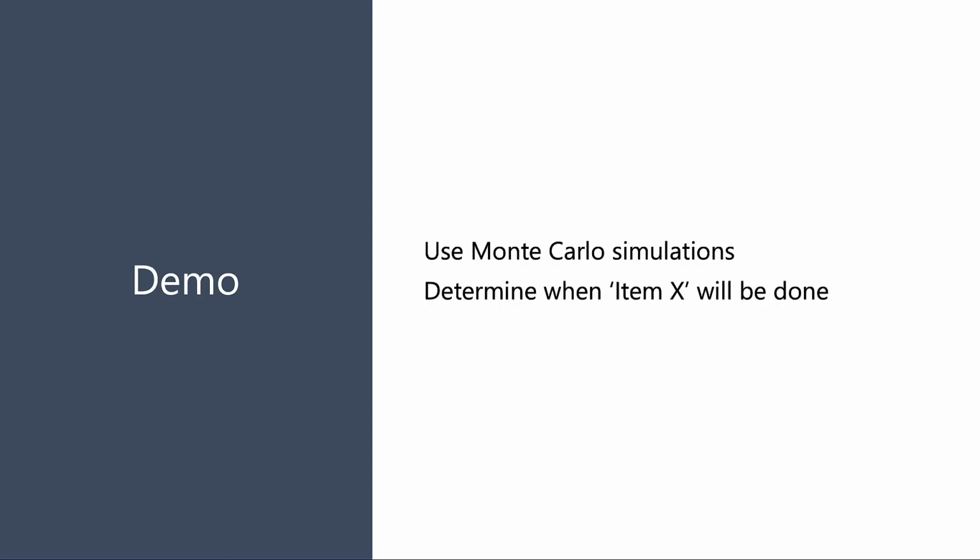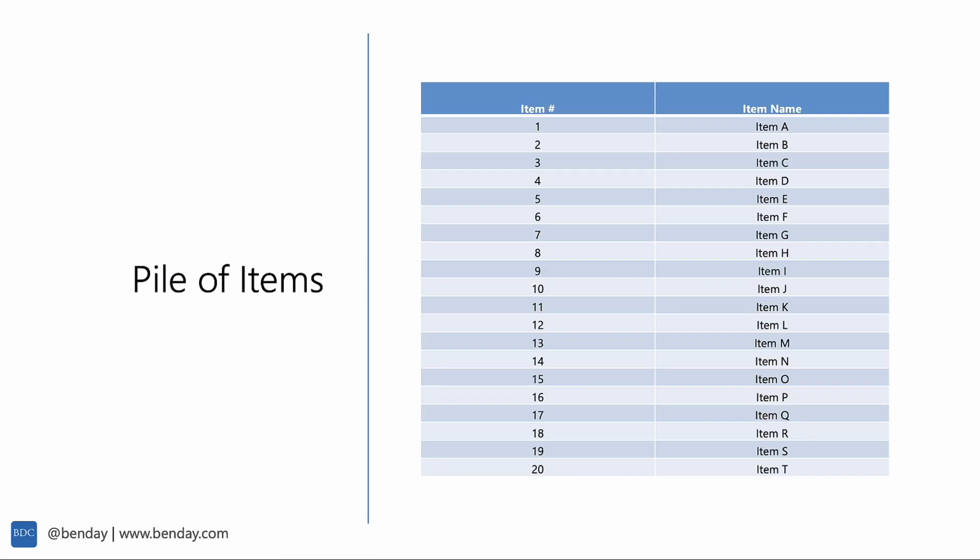All right, let's do a demo. We're going to use Monte Carlo simulations to determine when a particular item is going to be done. So when am I going to get my stuff using Monte Carlo simulations? We're going to start off with a pile of items. This is basically our product backlog. And it's a simulated product backlog.